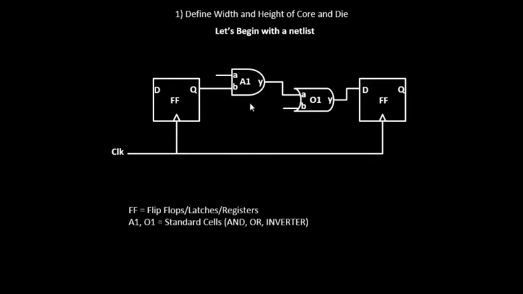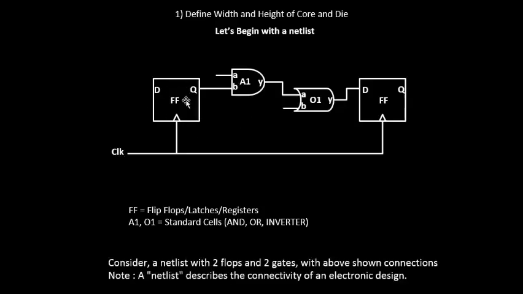So A1 and O1 are your AND gate and OR gate, and they fall under the class of standard cells. Flip-flop 1 and flip-flop 2 fall under the class of registers or flip-flops. So this is the netlist. A netlist basically defines the connectivity between all the components.